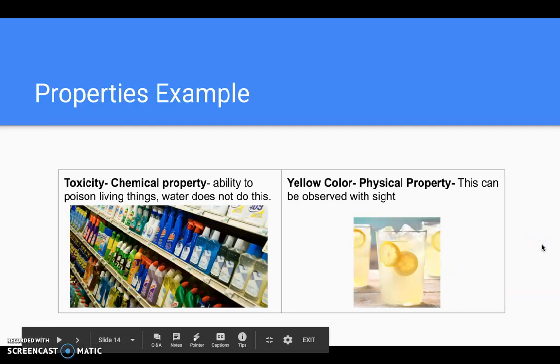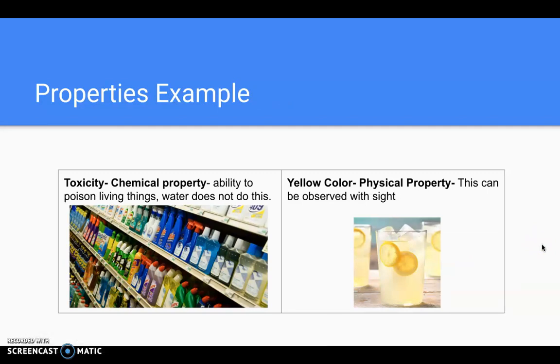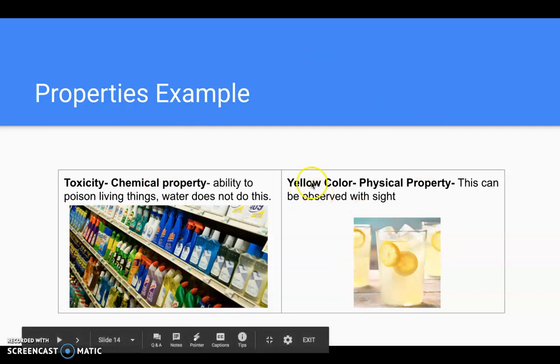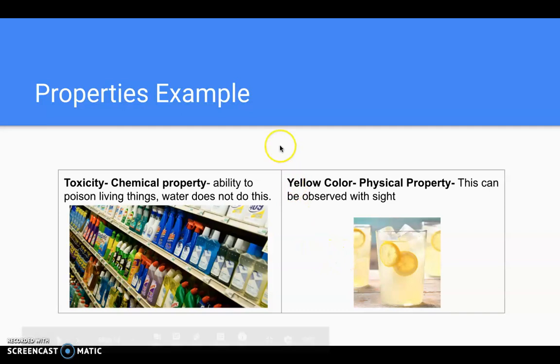Okay, so with your homework and with your illustrations, this is kind of an example of how you could complete yours. So I have properties examples. Here's an example of a chemical property: toxicity. I've said what it is, what kind of property it is, and that it is the ability to poison living things. For example, water does not do this. My example for a physical property is yellow color. I've observed this with my eyes, and that's why I've indicated it's a physical property. You'll need 5 examples of each.